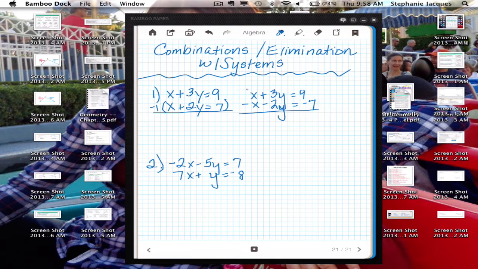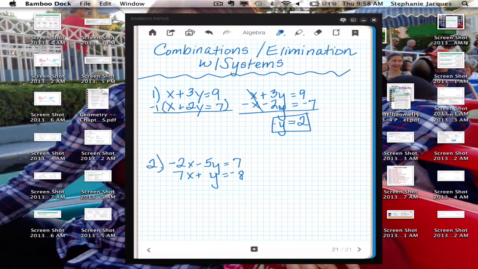So now my x cancels out, and I look straight down just like an addition problem or a subtraction problem. I have 3 minus 2, which is 1. I can put 1y if I want, but I don't have to. 9 minus 7 is 2. So I found my y value.